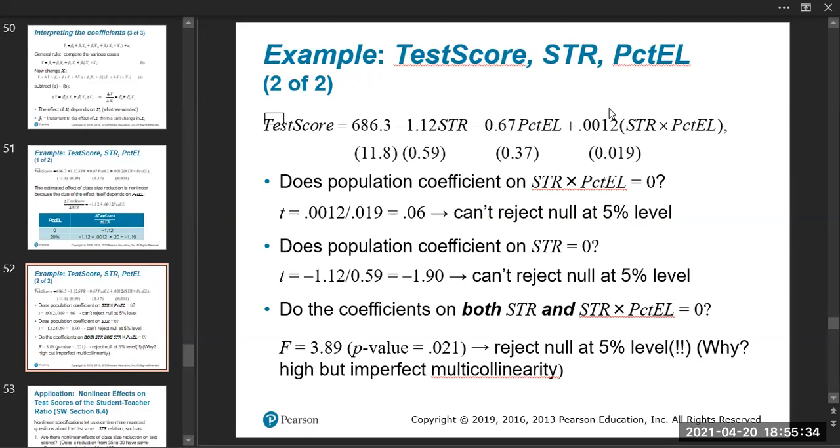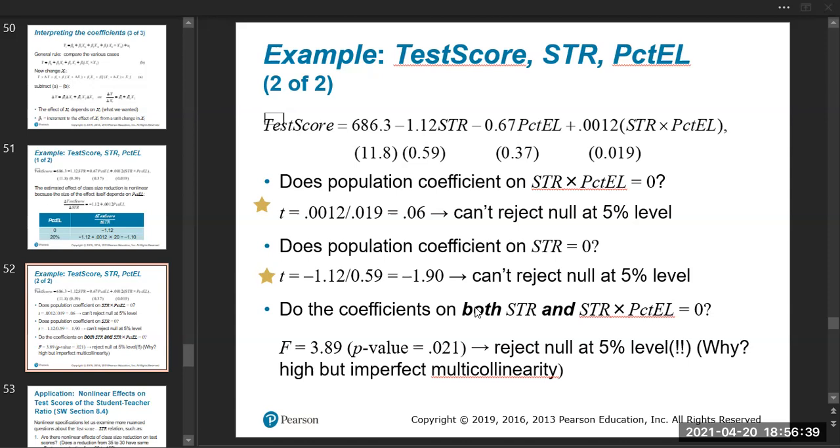And the question is, is beta 3 significant? The answer is no, because the T statistic is only 0.06. How about beta 1? Beta 1's T statistic is minus 1.9. So you cannot reject at 5% because it's not 1.96 yet, but close to it. You can reject at 10%. If you think 5% is your golden standard, then beta 1 is not significant. Beta 3 also is not significant.